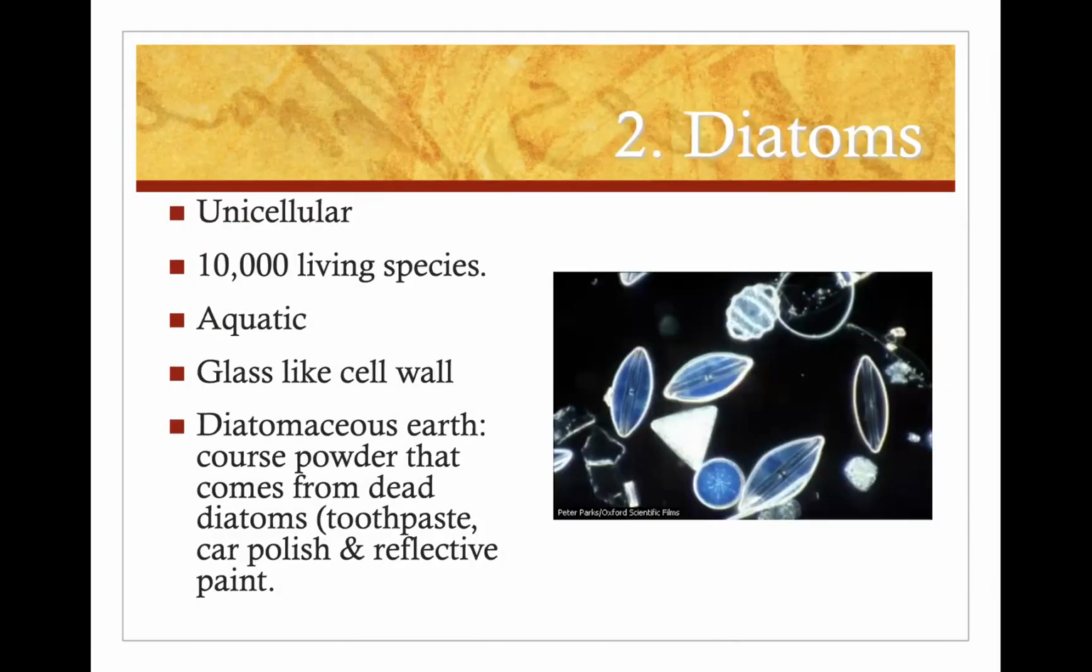Another group of plant-like protists are our diatoms. Again, these are unicellular organisms, and they're in quite a bit of abundance. There are over 10,000 living species of diatoms found in various aquatic environments. They appear like a glass with this glass cell wall surrounding it. Diatomaceous earth is a coarse powder that comes from dead diatoms. This micrograph shows you the very distinct appearance and structure of these diatoms.